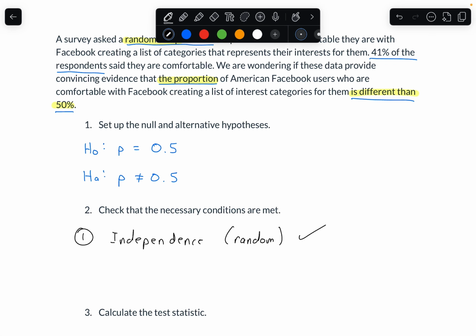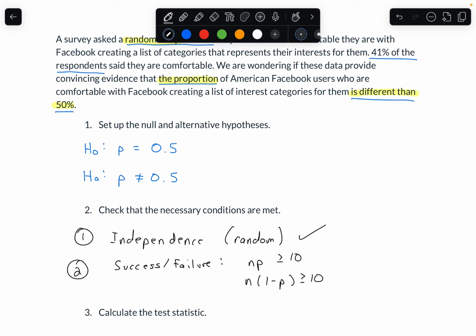And then for number 2, we have to check that success-failure condition. Now, for the central limit theorem, we used n times p. So we used n times p is greater than or equal to 10, and n times 1 minus p is greater than or equal to 10.